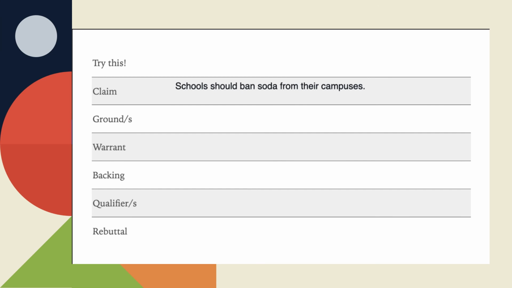So I will give you a few minutes to try this one. So the claim is schools should ban soda from their campuses. So provide the following: the grounds, the warrant, the backing, the qualifiers, and the rebuttal.